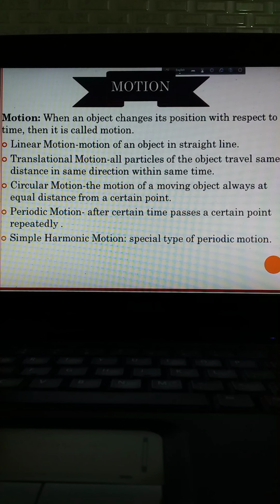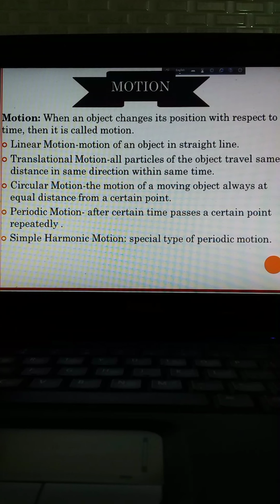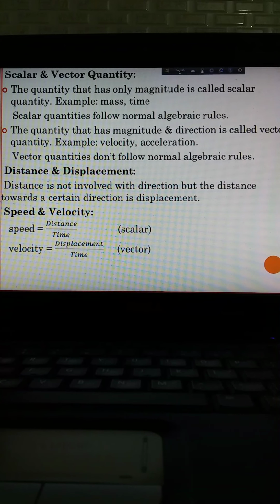You have seen different examples of this motion in your book. There are so many examples of linear motion, translational motion, circular motion. You have to know all these examples and the definitions as well. You have to know the definition for your knowledge-based question, and you have to know the examples for MCQ type questions. Okay, these were the different kinds of motion and their examples. You should follow the book for examples.